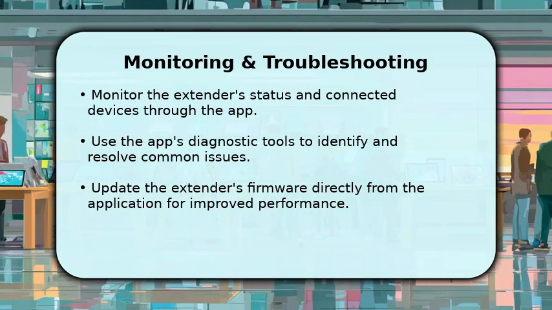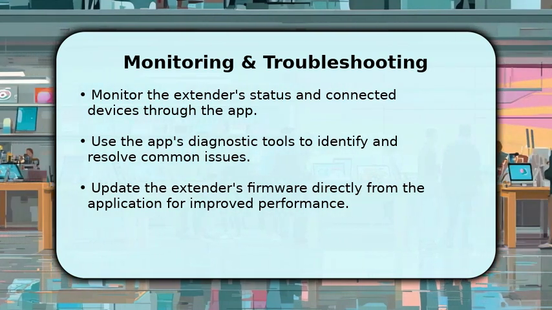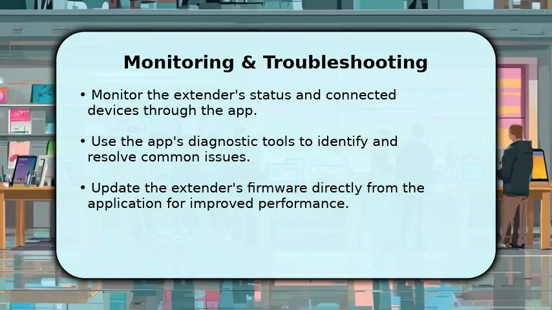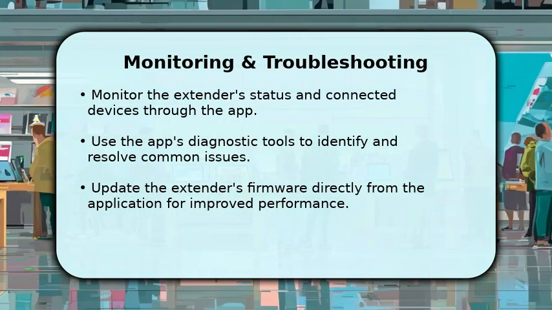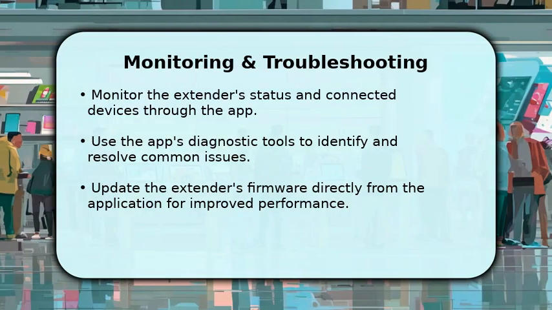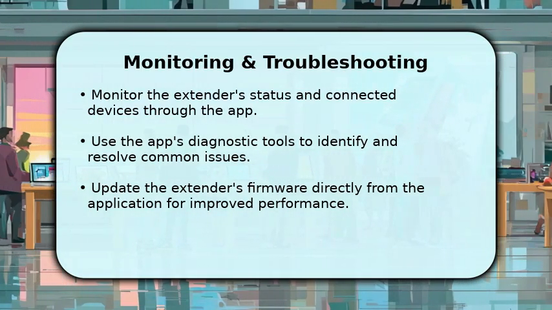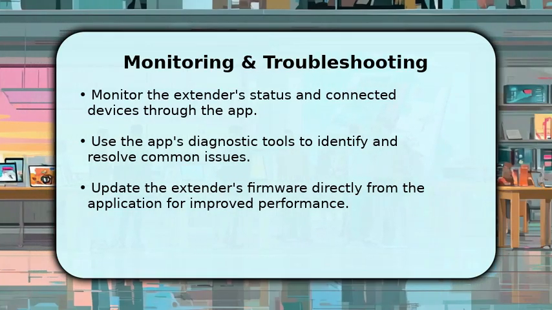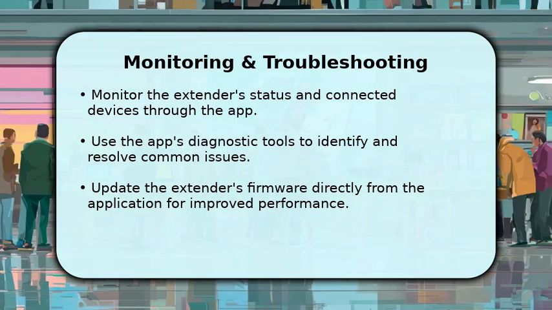If you encounter any issues, utilize the app's diagnostic tools to identify and resolve common problems, like connection drops or slow speeds. Furthermore, regularly update your extender's firmware directly through the application. This ensures you have the latest features, security patches, and performance improvements, keeping your extended network running smoothly and efficiently.